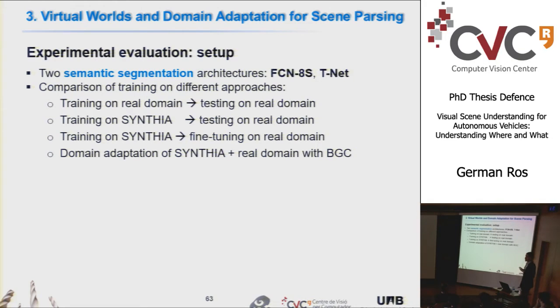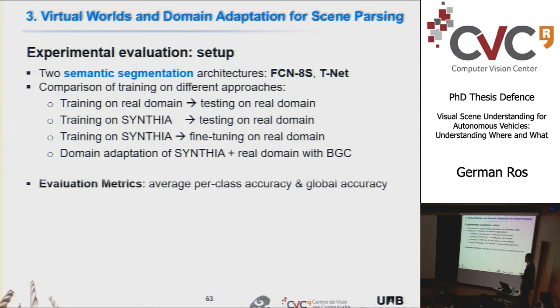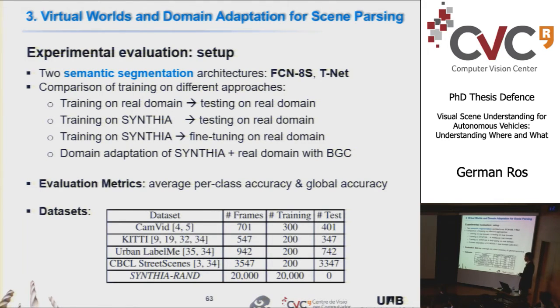Then we will start training on Cynthia and testing on real domains, training on Cynthia and performing a fine-tuning as a reference method for domain adaptation. And then we're going to use domain adaptation via the balanced gradient contribution technique that we proposed in the previous work to mix the synthetic domain and the real domain and see the result. So the evaluation metrics are going to be the same: global accuracy and per class accuracy, and the data sets are also as before, so Camvid, KITTI, Human Label Me, CBCL, and of course Cynthia.